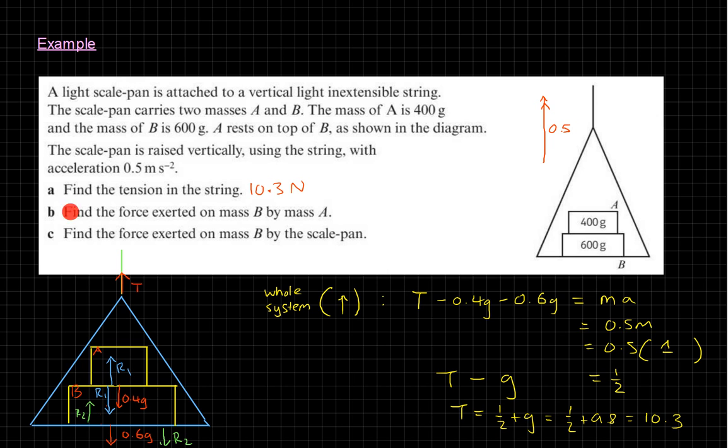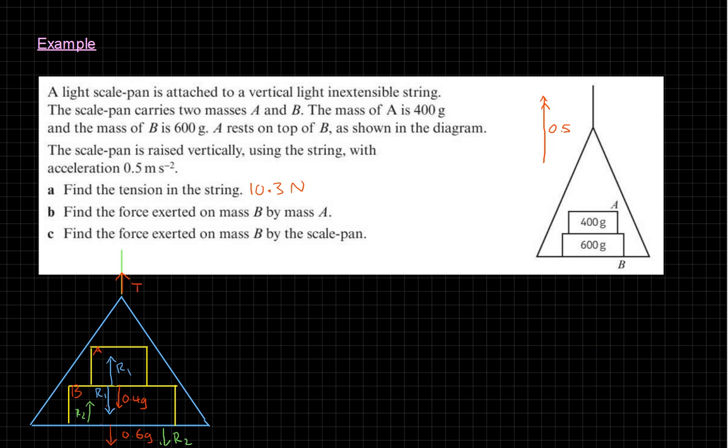So it wants us to find the magnitude of that R1, the force of A pushing B. Now that happens to be the same thing as this R1, at least in terms of magnitude; the direction's different. So what we can do is consider the body A. I'm just going to remove this information here. Let's consider the body A. So this is my A, the top box, the 400 gram one.